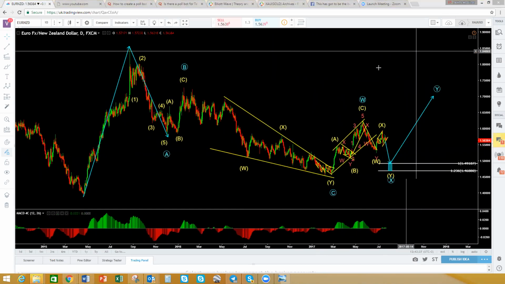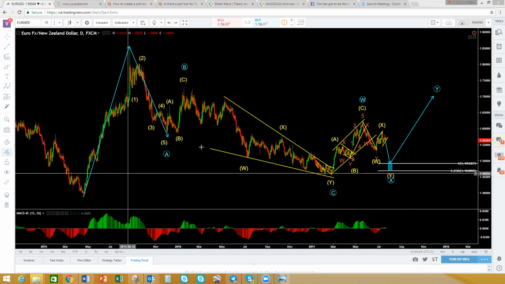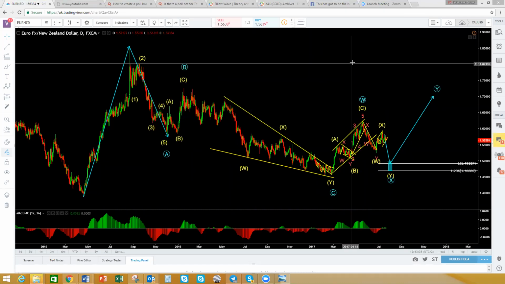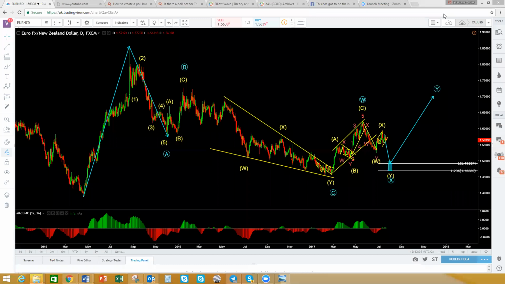So you guys know that I use the Elliott wave method to analyze the market. I always start by identifying the impulse. Right, we've got the drawing up. Here's the impulse here. We've got the impulse here.